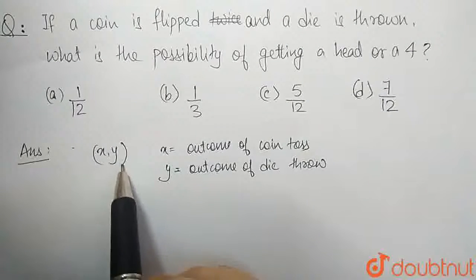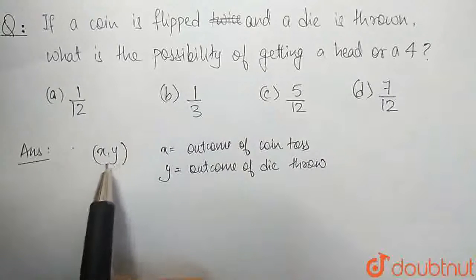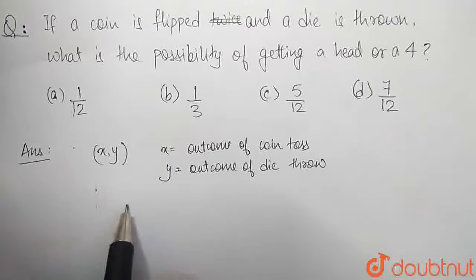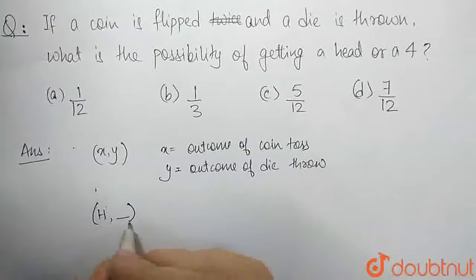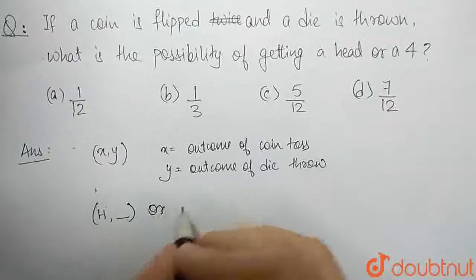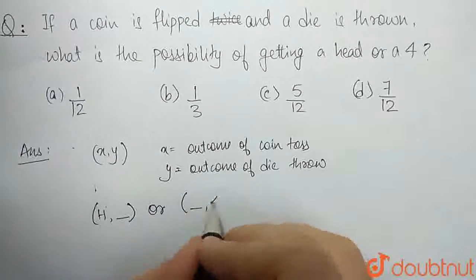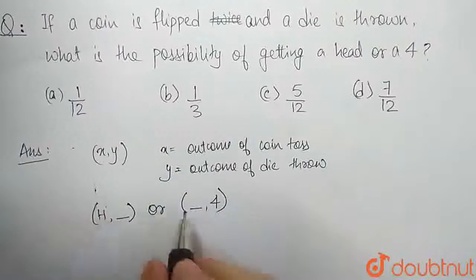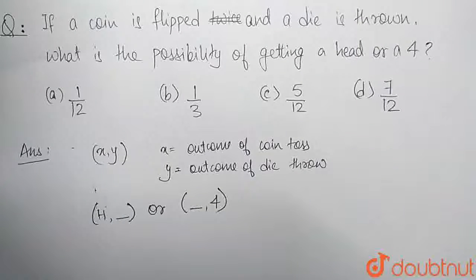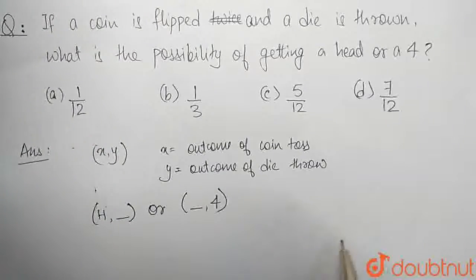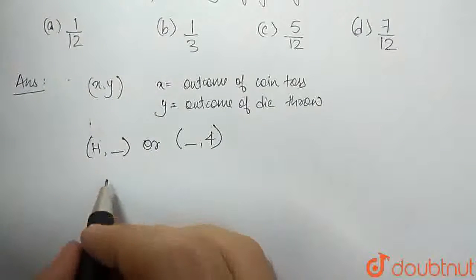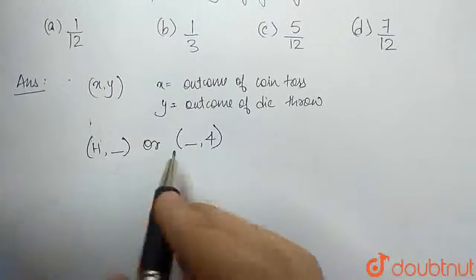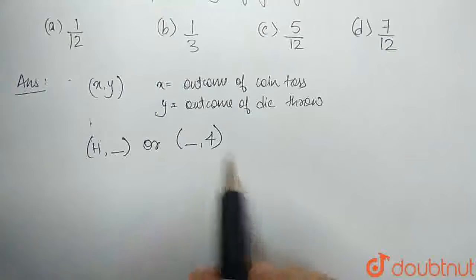Now what we need to find out is the probability of getting either heads comma any number, which is heads comma dash, let us say, or we get dash comma 4, right? Either one of these is good for us. So instead of going the lengthy way and finding out all possible outcomes and then selecting the favorable outcomes, what we'll be doing this time is we'll find out the complement of the required probability.